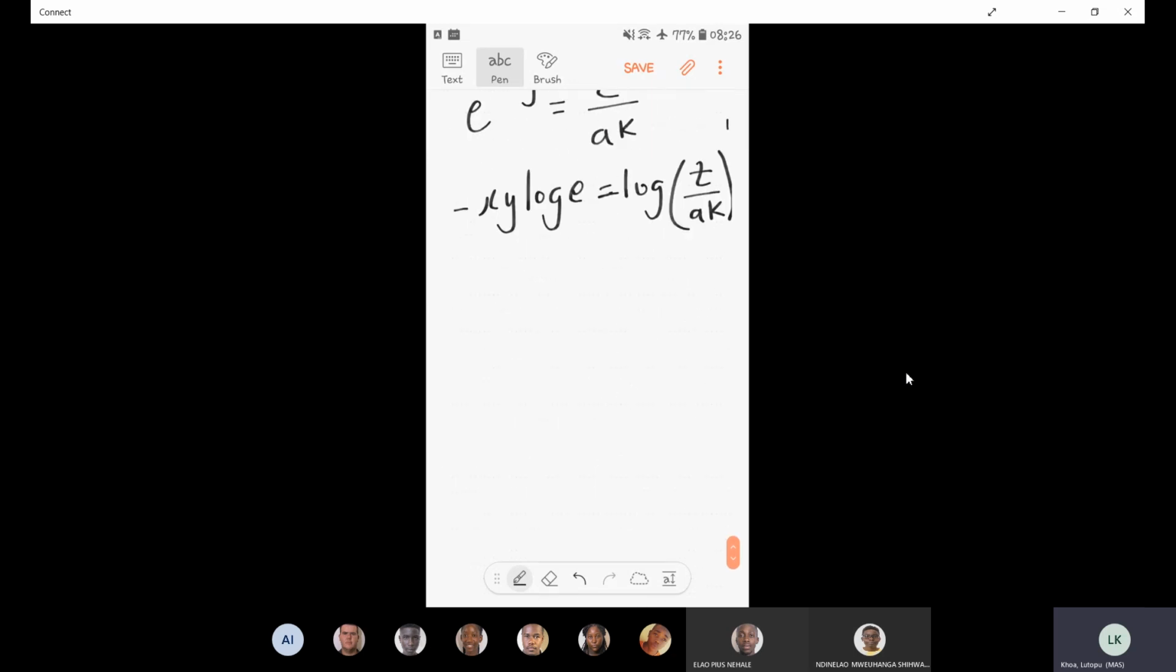Okay, and then I will divide by negative y log e on both sides. So I have x is equal to negative log z over ak, all over y log e.